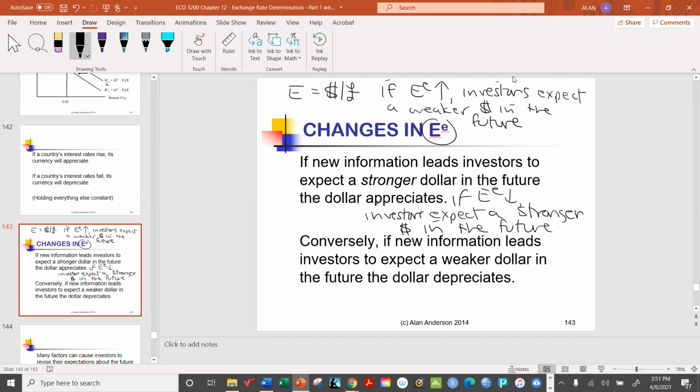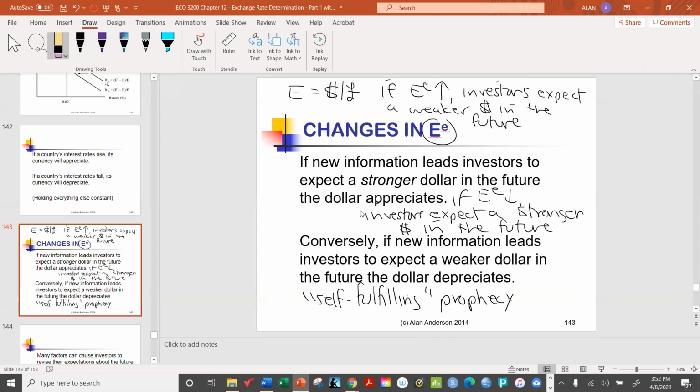Now, it turns out, interestingly enough, we're going to see in a few minutes that if investors expect a stronger dollar, the dollar will get stronger just because investors expect it to happen. And if investors expect the dollar to get weaker, then that's exactly what's going to happen. And in fact, you may have heard of this before. This is called a self-fulfilling prophecy, which means that something happens because you predicted it would happen. A self-fulfilling prophecy. And that's exactly what we're seeing here.